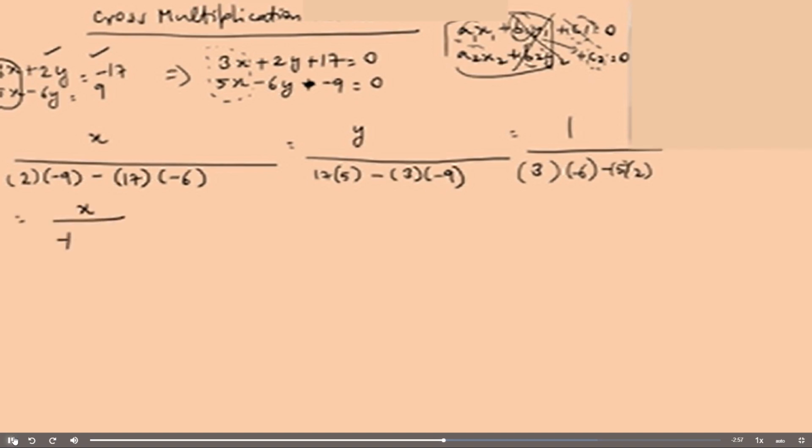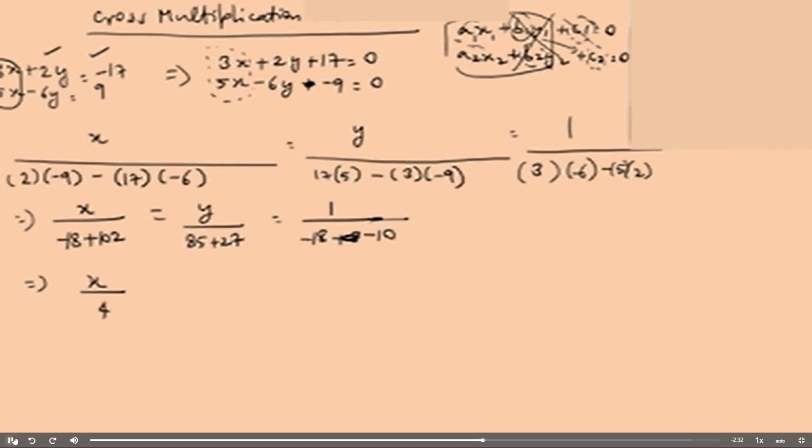x by minus 18 plus 102 equals y by 85 plus 27 equals 1 by minus 18 plus 30. Sorry, minus 18 minus 10. x by 84 equals y by 112 equals minus 1 by 28.